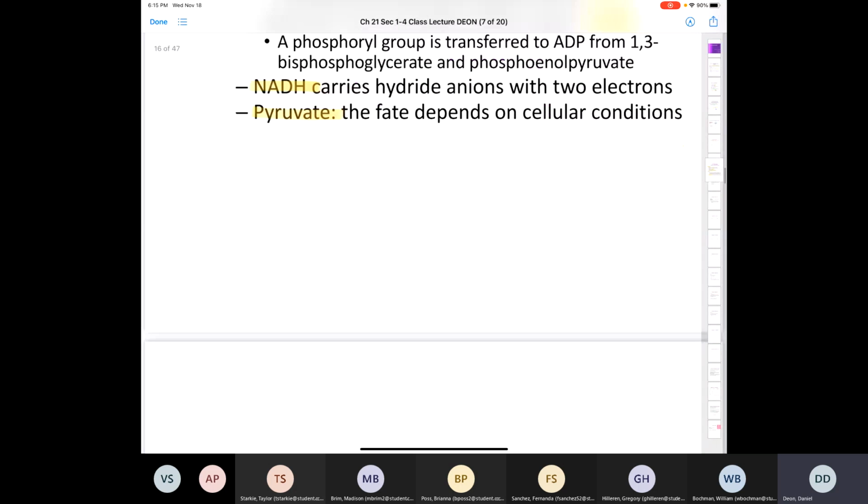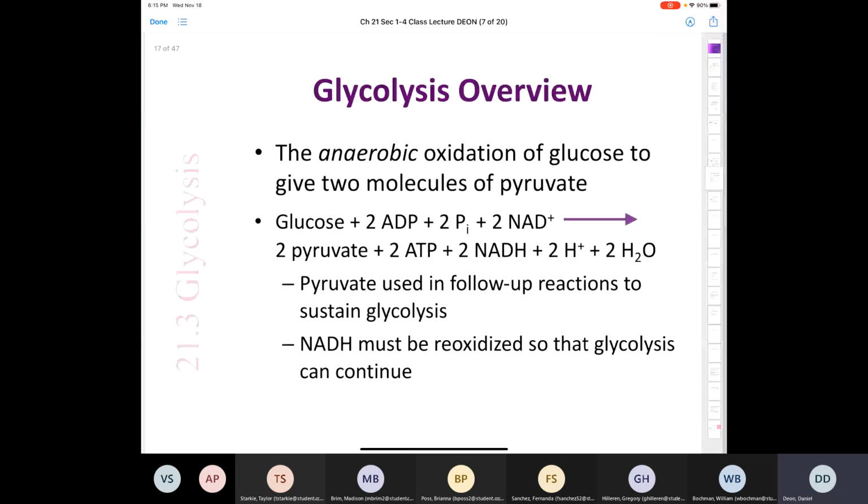All right. The glycolysis overview. Again, it's an anaerobic oxidation of glucose.